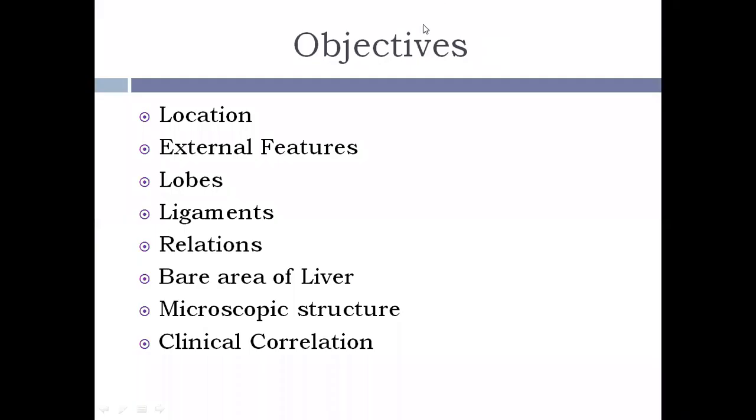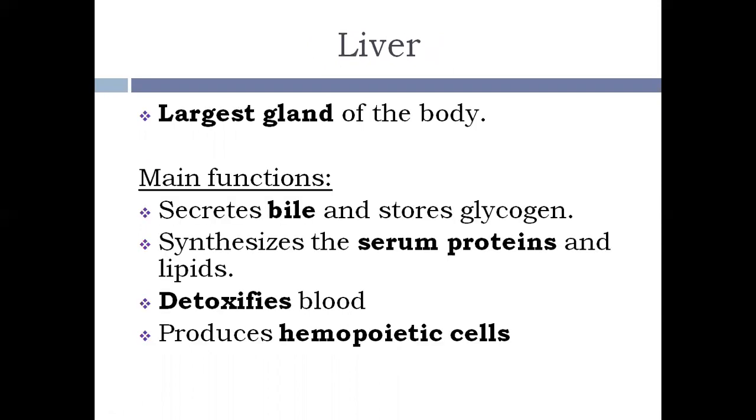So the objectives of today's class are we're going to see the location of liver, the external features of liver, the lobes of liver, the ligaments of liver, which is a short note, the relations of liver, which will be useful in discussion, and the bare area of liver, which is of important clinical significance, and then the microscopic structure of liver, which is again a short note, and some clinical correlations. So now into the topic.